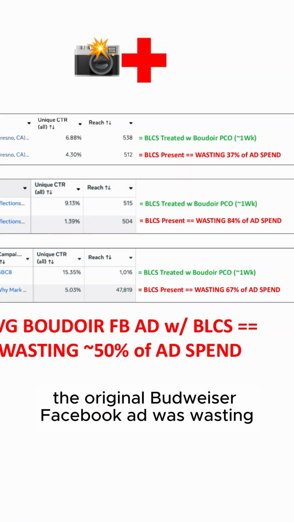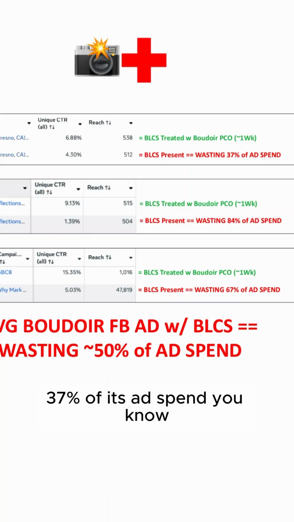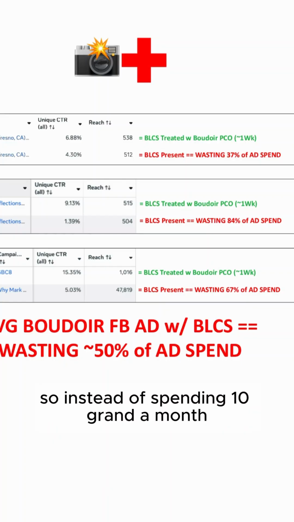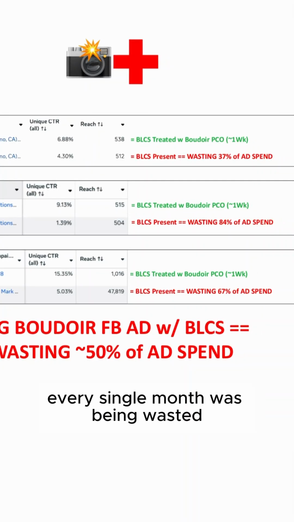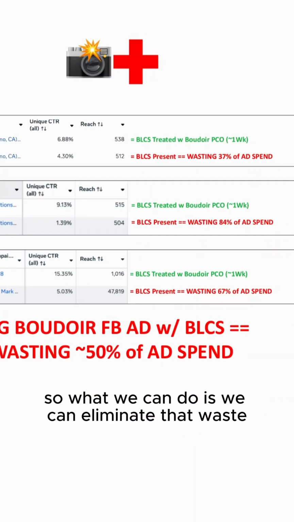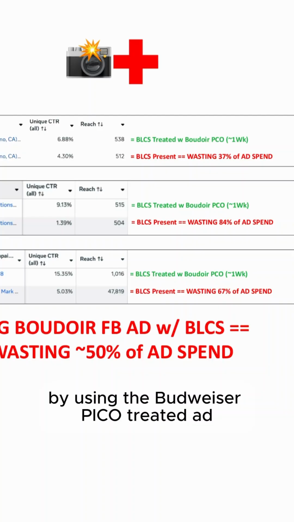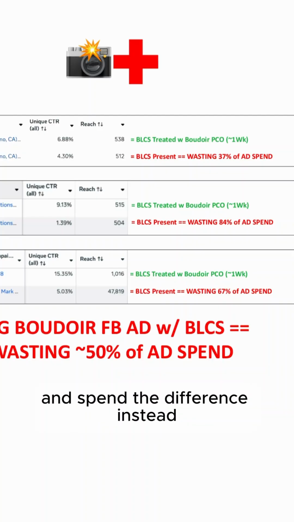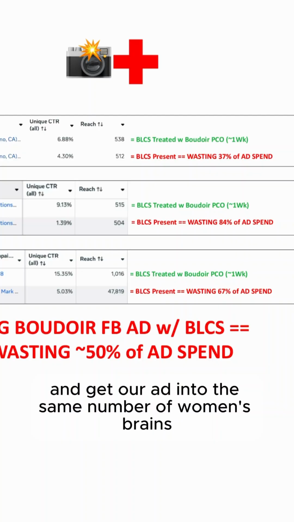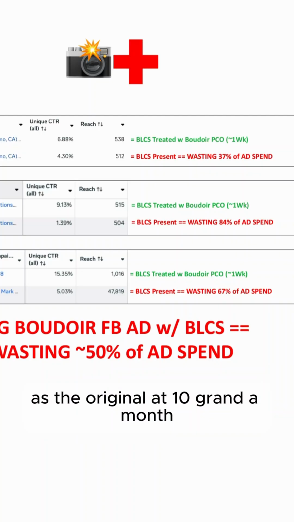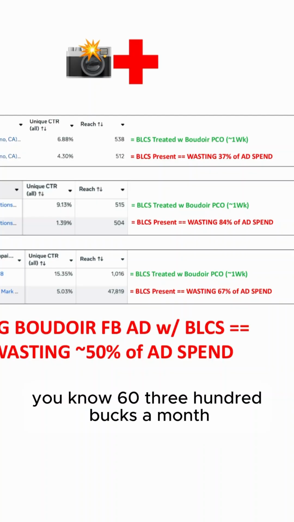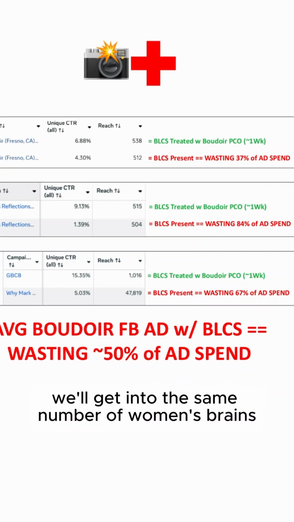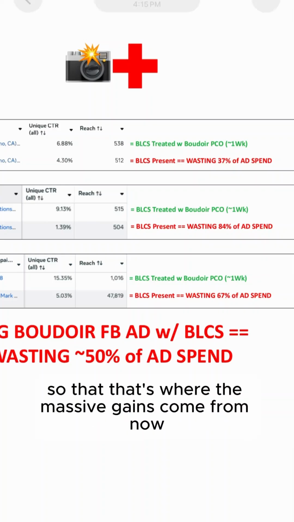So we found out the original Boudoir Facebook ad was wasting 37% of its ad spend. Instead of spending 10 grand a month on their Boudoir Facebook ads, $3,700 a month, every single month, was being wasted. So what we can do is eliminate that waste by using the Boudoir Pico treated ad and spend the difference instead, and get our ad into the same number of women's brains as the original at 10 grand a month. So Boudoir Pico at, what would this be, $6,300 a month, will get into the same number of women's brains as the original at 10 grand a month. That's where the massive gains come from.